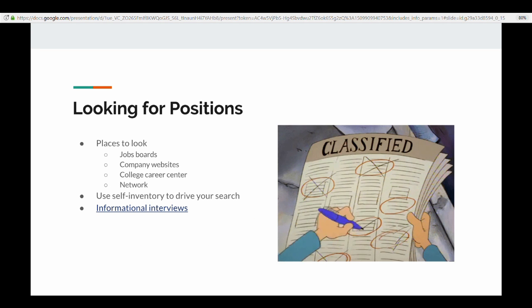So, moving to the more material aspects of the job application process. You guys have already done this process of looking for positions. So you've looked on job boards, you've looked at the company websites, you've accessed the College Career Center, and you've kind of leveraged your network to find out what all is out there. The biggest thing that I want you to take away from this search process that you've already done is that you use that self-inventory to drive your search.